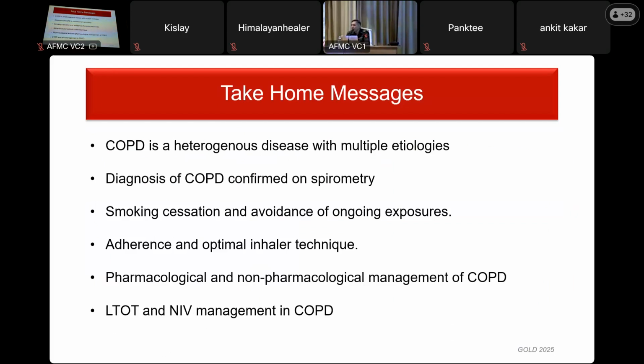And we should always be checking for adherence to therapy as well as the technique of the inhaler on each and every OPD visit. Pharmacological and non-pharmacological therapies are equally important, and both should be stressed upon. And we've already discussed the benefits of long-term oxygen therapy and NIV in COPD. With this, we come to the end of the SCM.